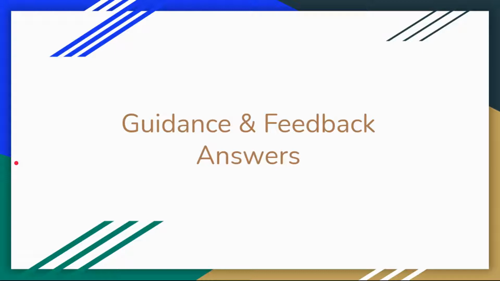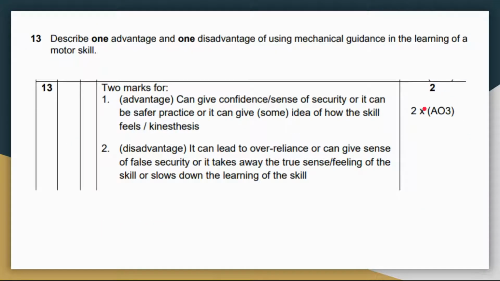The answers then for the questions on guidance and feedback. So the first question was, describe one advantage and one disadvantage of using mechanical guidance in the learning of a motor skill. So mechanical guidance, it could be, for example, using armbands in swimming. It could be using a harness in trampolining or learning to do a somersault.